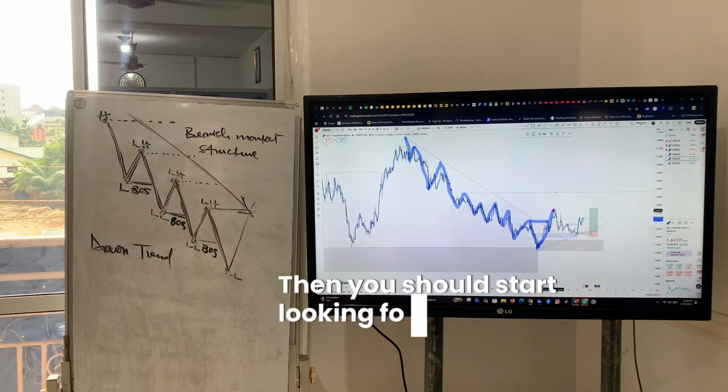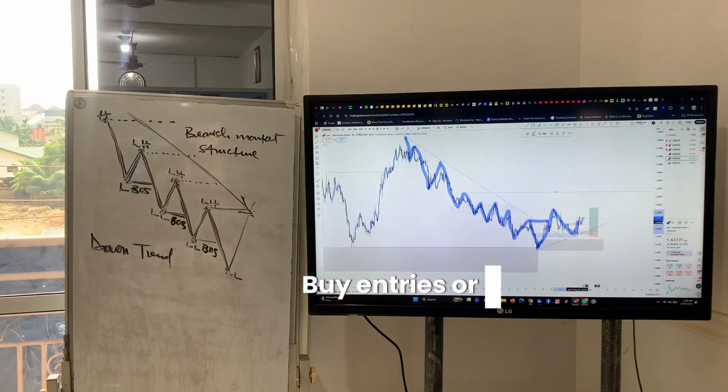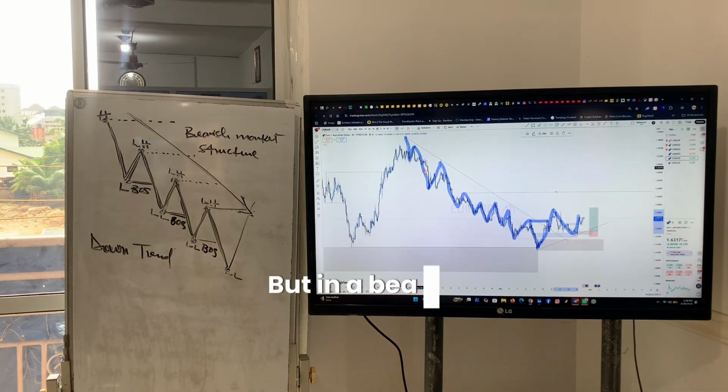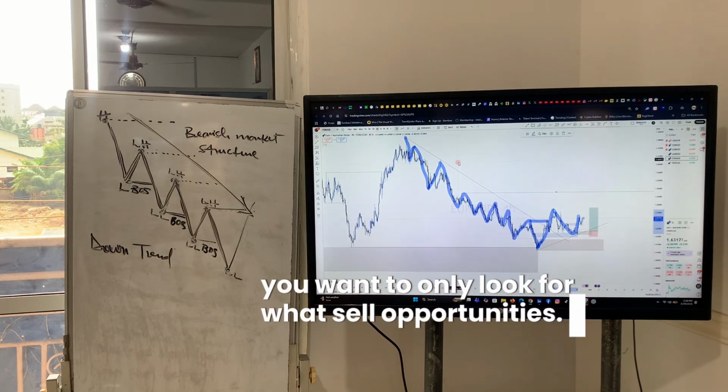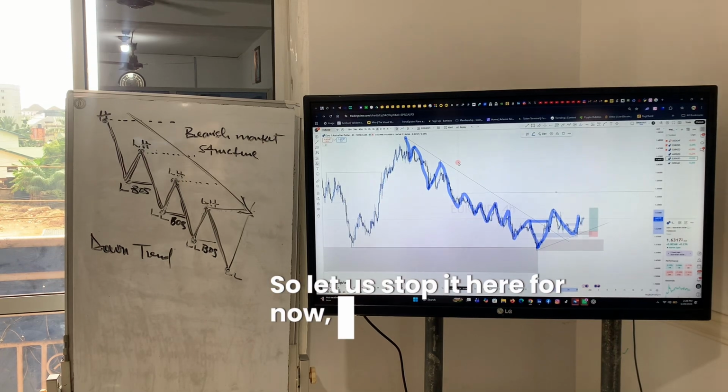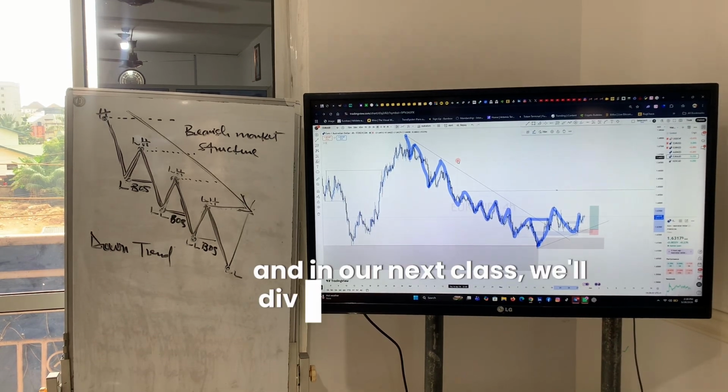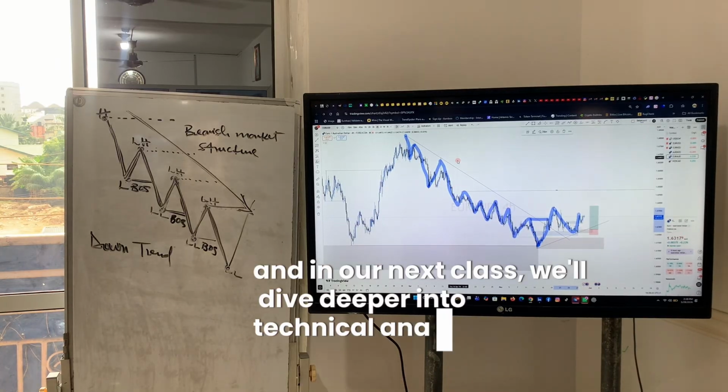Then you should start looking for what? Buy entries or buy opportunity. But in a bearish market structure, you want to only look for what? Sell opportunities. So let us stop it here for now. And in our next class, we'll dive deeper into technical analysis.